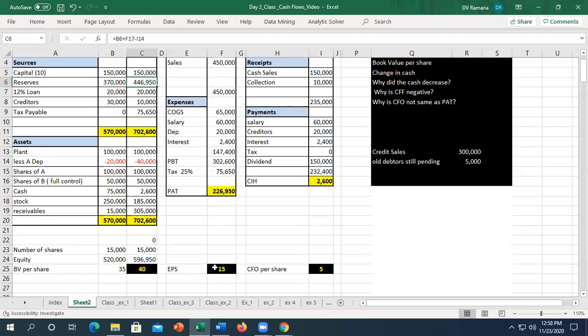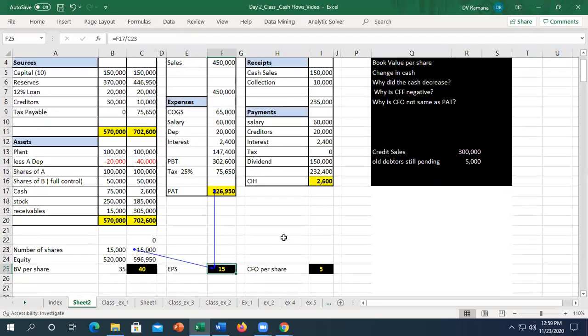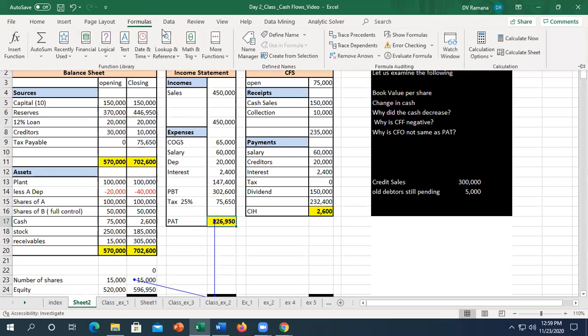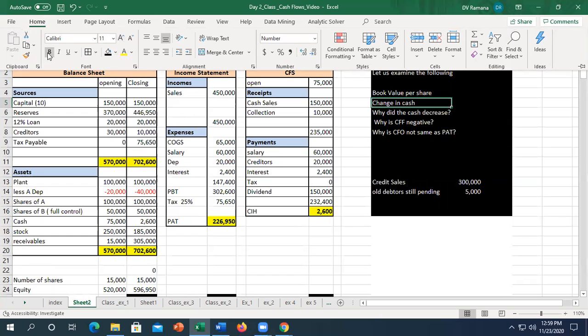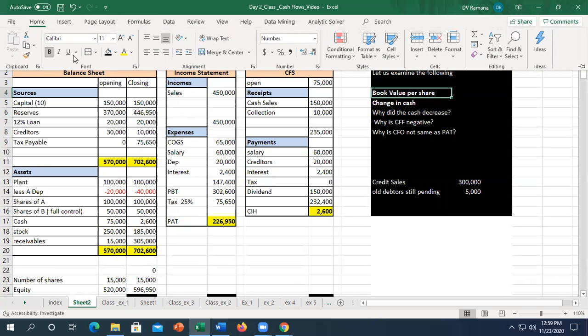What happened to the earning per share? The earning per share is 15, the PAT divided by the number of shares, profit after tax divided by number of shares. Now observe that the company has earned profit. The book value per share has increased, but you can see that cash has come down from 75 to 2,600. So the question should be, why did the cash change during this period, despite the fact that the company is making profit? So it is necessary to understand the reasons for the decrease in the cash.